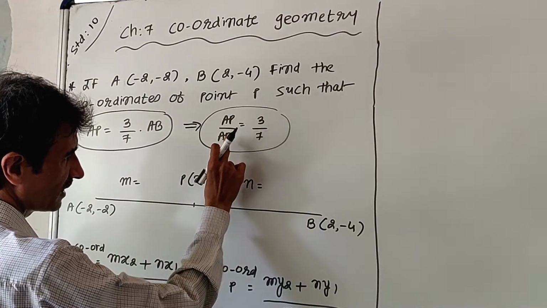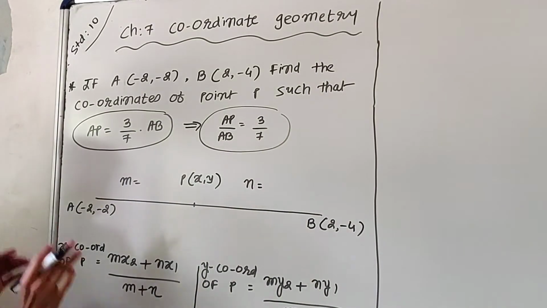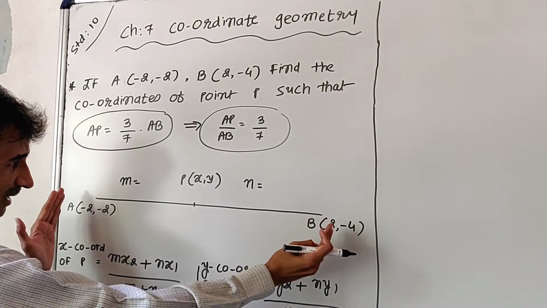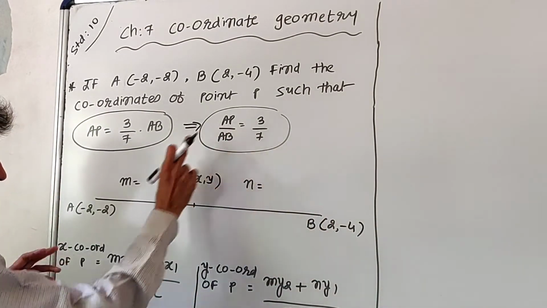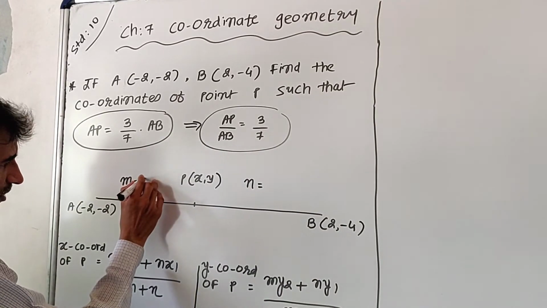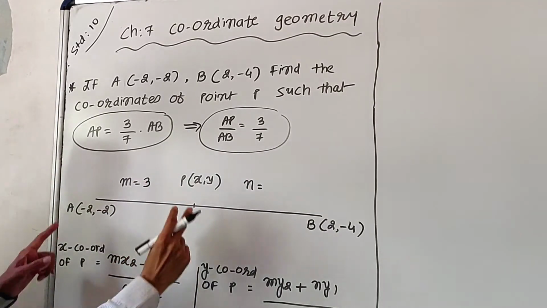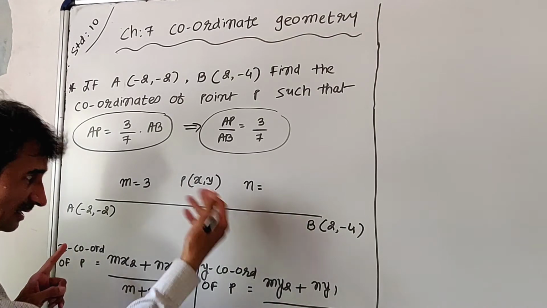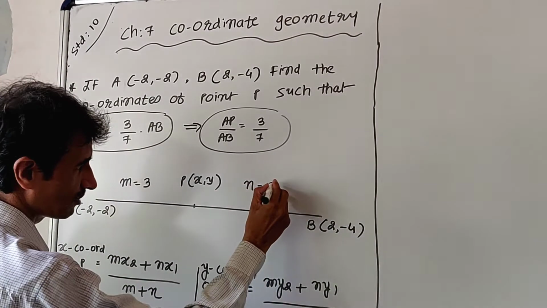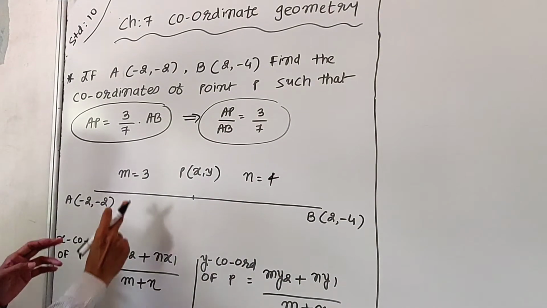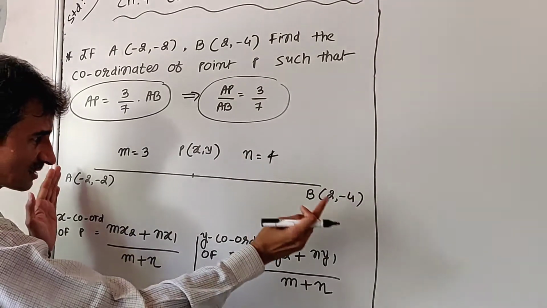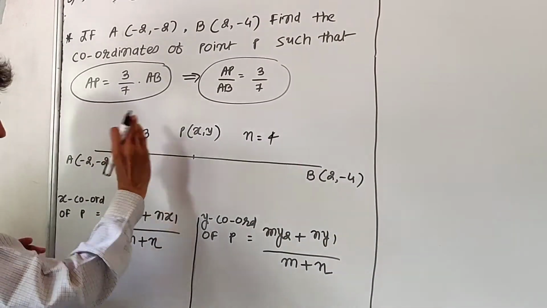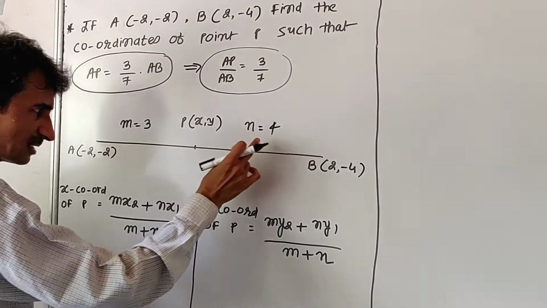AP is equal to 3 and AB is equal to 7. That means AB is 7 parts and AP has 3 parts. This is my 3 part and this is my total 7. So indirectly I can say the remaining part N is equal to 4. That means 3 and 4, 7. So M is to N is equal to 3 is to 4.